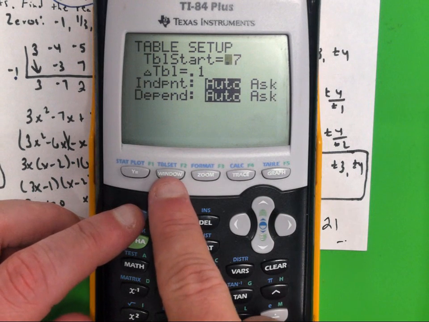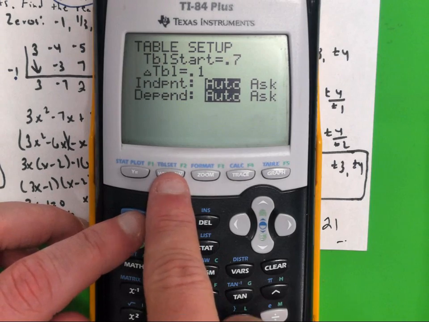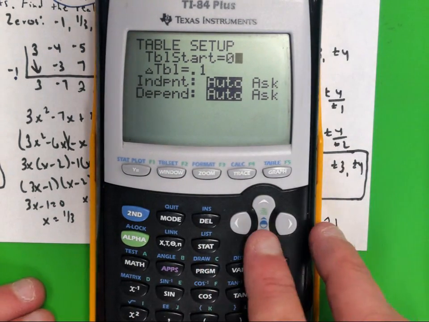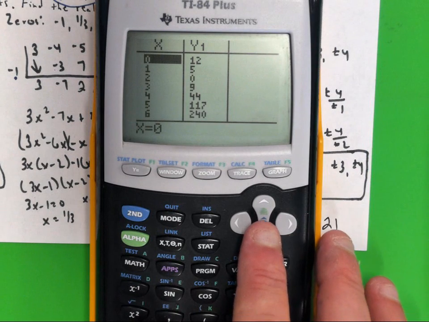Okay, let's talk about this table. If your table appears in decimal, you can hit second table set. Table start means what number do you want your table to start with. It doesn't matter. And this delta table is what your table is going up by. Like right now it's 0.1, so it's going like 0.6, 0.7, 0.8, 0.9, 1, 1.1. If you just want whole numbers, you just hit 1 because it's going up by increments of 1. Does that make sense?